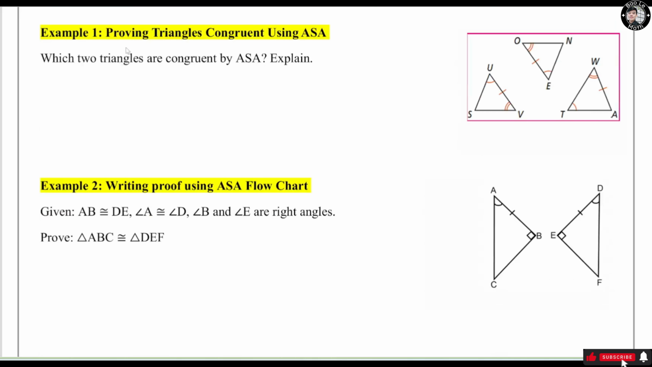Now let's move on to example number 1. We're going to prove triangles congruent using the ASA theorem. Which two triangles are congruent by ASA? Look at this one right here. We see that angle U is congruent to angle E, side length UV is congruent to side length OE, and angle V is congruent to angle O. Then triangle SUV is congruent to NEO. Now look at this one right here. We don't have any triangles that are congruent to this one.